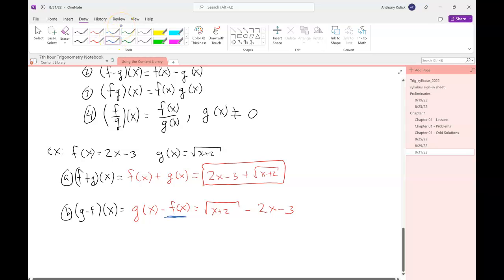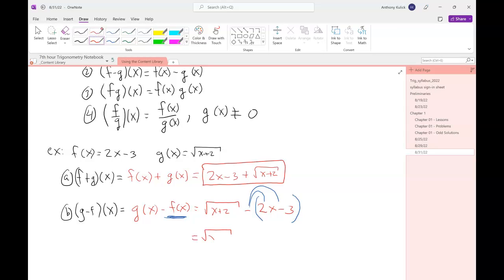This entire f of x is being subtracted. So I really should have a parenthesis here. And when I have a negative sign in front of a parenthesis, what do I need to do? Distribute that negative sign, right? Does that look familiar as something you remember doing? Yeah.